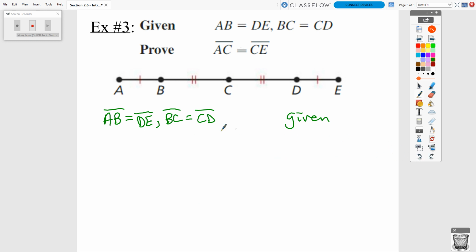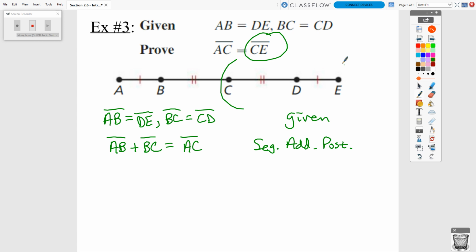So I know that segment AB plus segment BC is equal to, altogether, big segment AC, right? And that was called the segment addition postulate. And again, I like to abbreviate things like this. Seg add post. That works for me. And remember, we want to talk about segment CE, which is also made up of 2 smaller segments, right? Now, we're going to kind of hold on those temporarily because we want to get to CE, but we're going to get there through a different route.